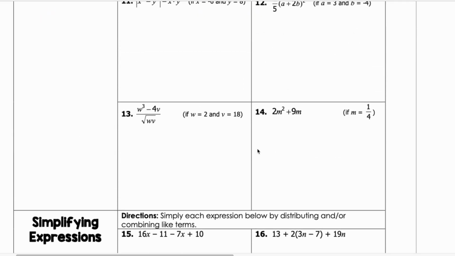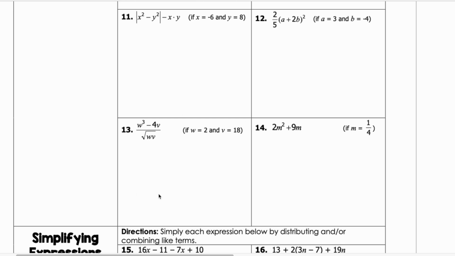All right, let's take a look at number 13. So let's go ahead and start with our parentheses. So we have w is going to be 2 to the power of 3 minus 4 times v, which is 18. All of this over the square root of 2 times 18. Okay, well, let's start with our exponents. So 2 times 2 is 4, 4 times 2 is 8. So this is going to be 8 minus 4 times 18.